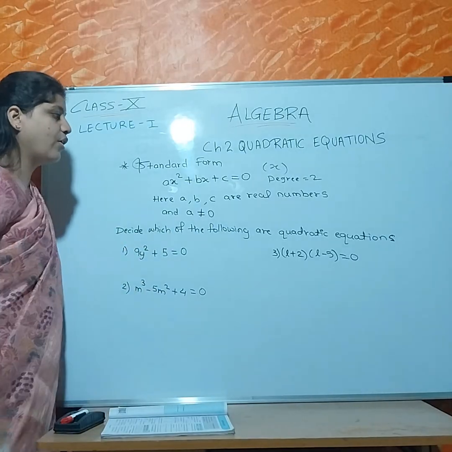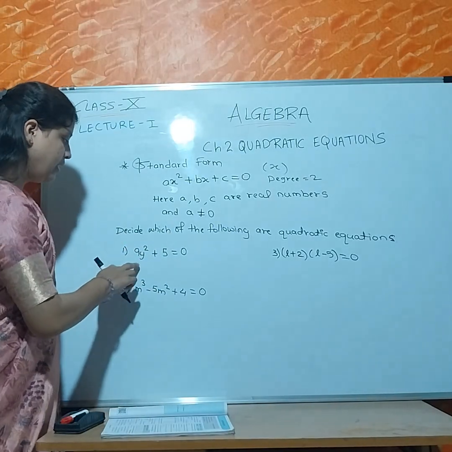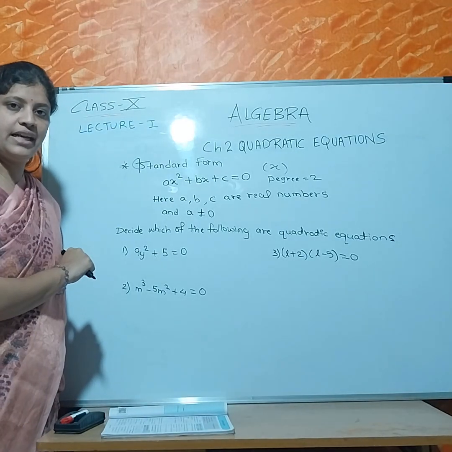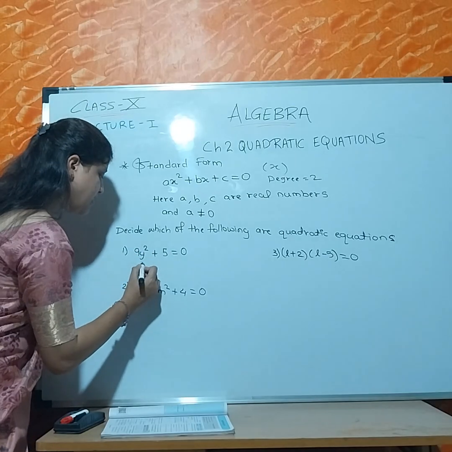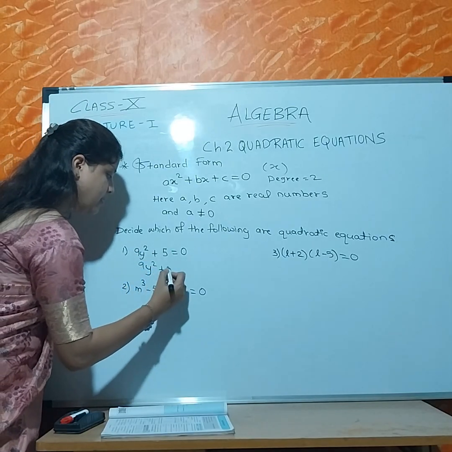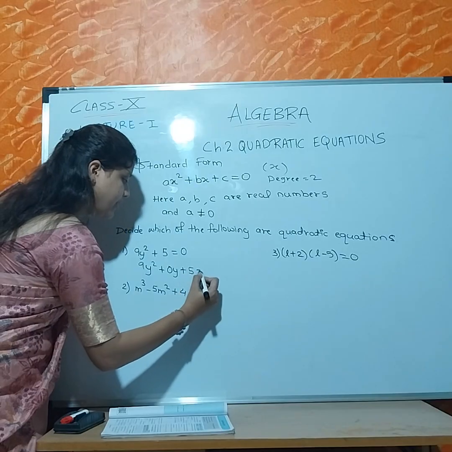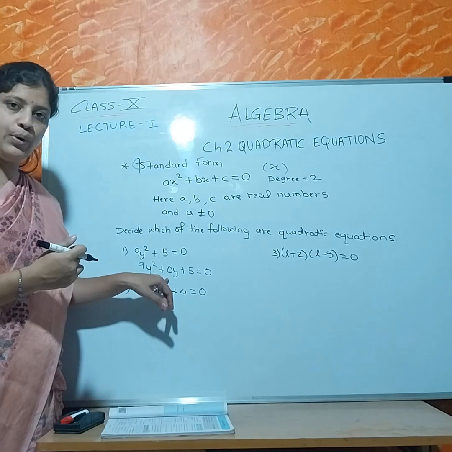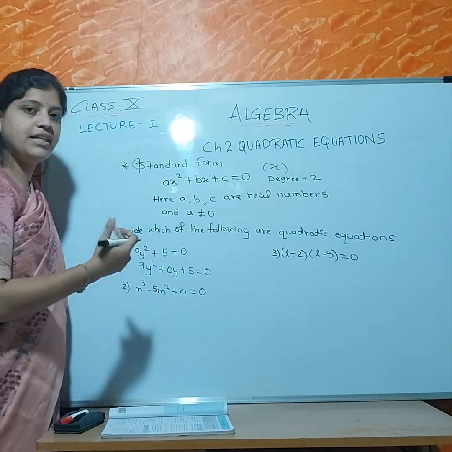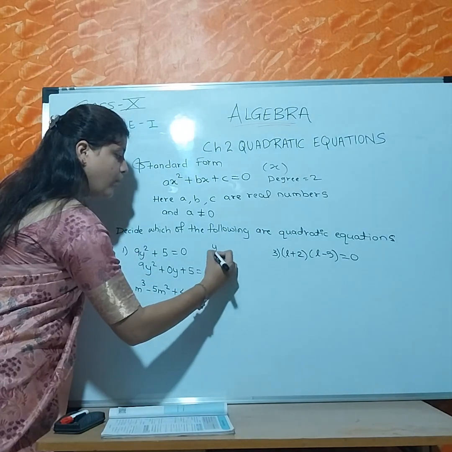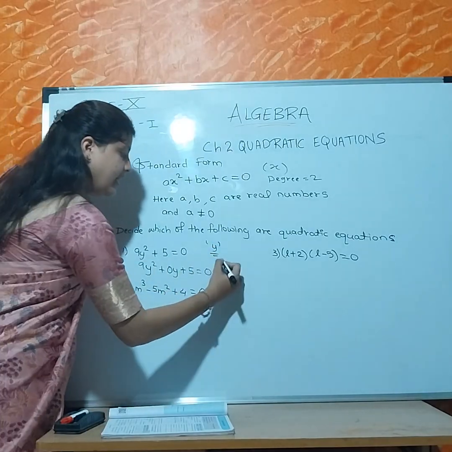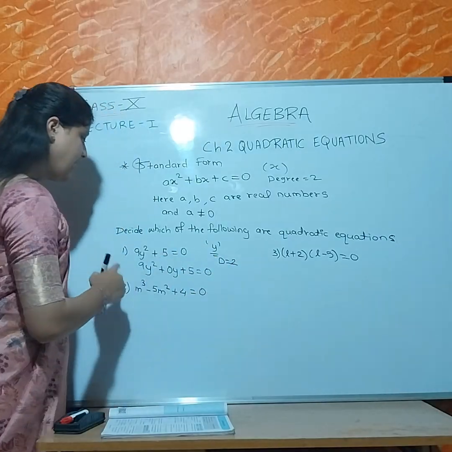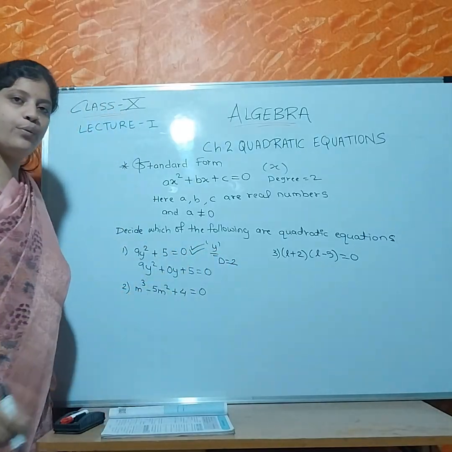Decide which of the following are quadratic equations. So what is the first one? 9y square plus 5 is equal to 0. Here one term is missing, that is of y. So can I write this equation as 9y square plus 0y plus 5 is equal to 0. Right? What is a here? 9. B is 0 and c is 5. First we will check how many variables are there here. There is only one variable, that is y. And degree of this equation is 2. Highest power is 2. So we can say that this is a quadratic equation.